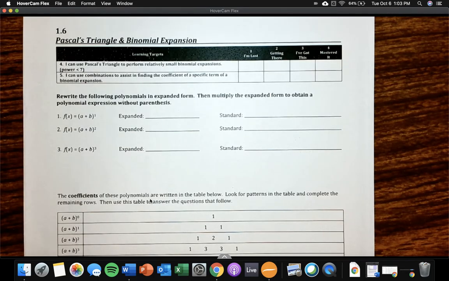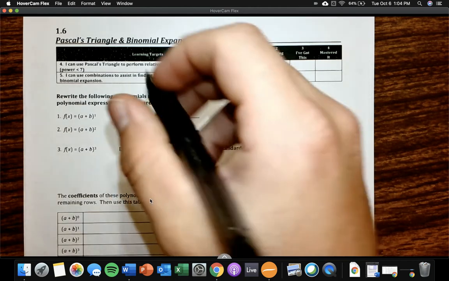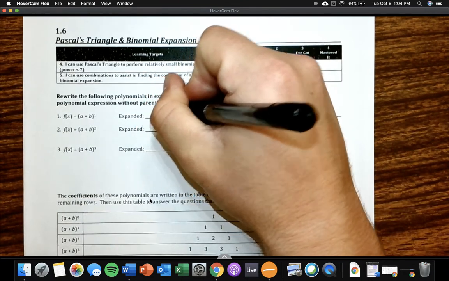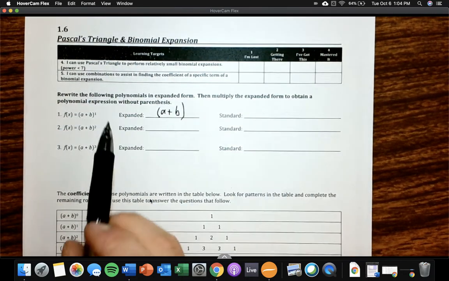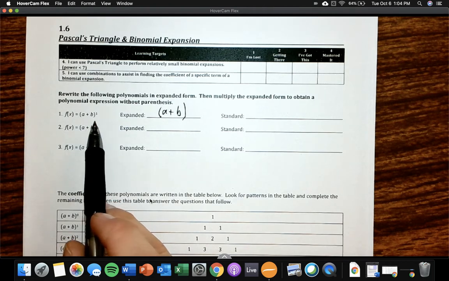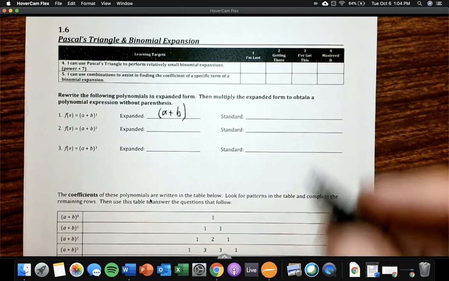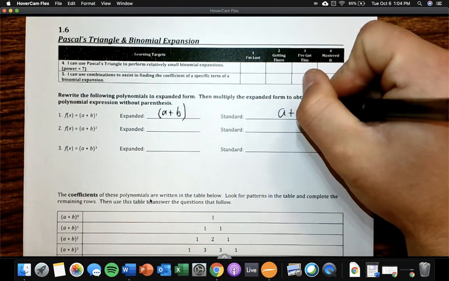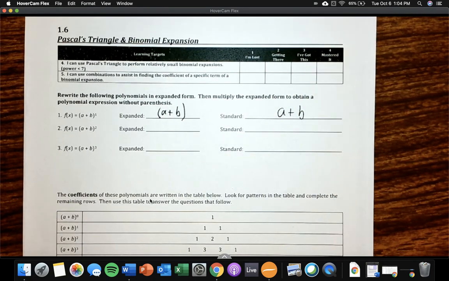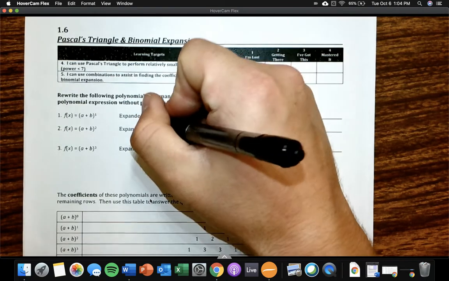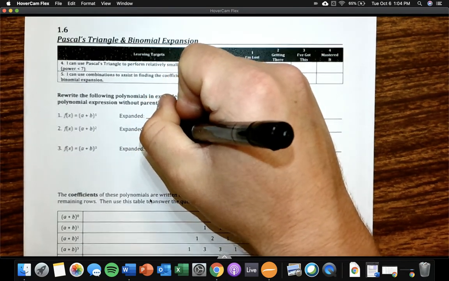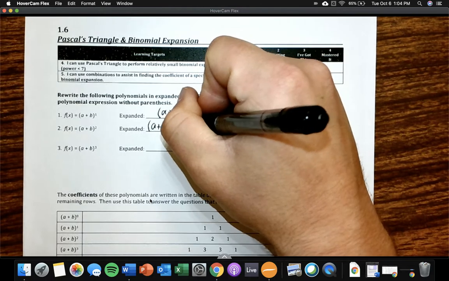So let's rewrite the following polynomials in expanded form, then multiply the expanded form to obtain a polynomial expression without parentheses. So in number 1 here, the expanded form would just be a plus b, because we just have this a plus b all raised to the first power, which just means it's just a plus b. So the standard form would still just be a plus b. All right, well, what about 2? In 2, we have a plus b all squared. So in the expanded form, we would have a plus b times a plus b.